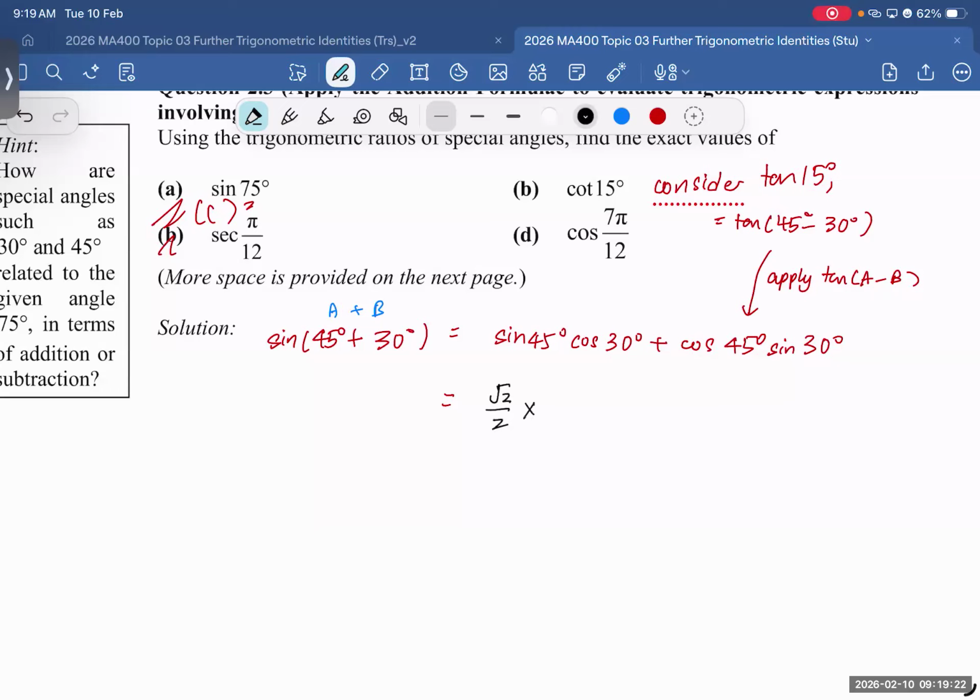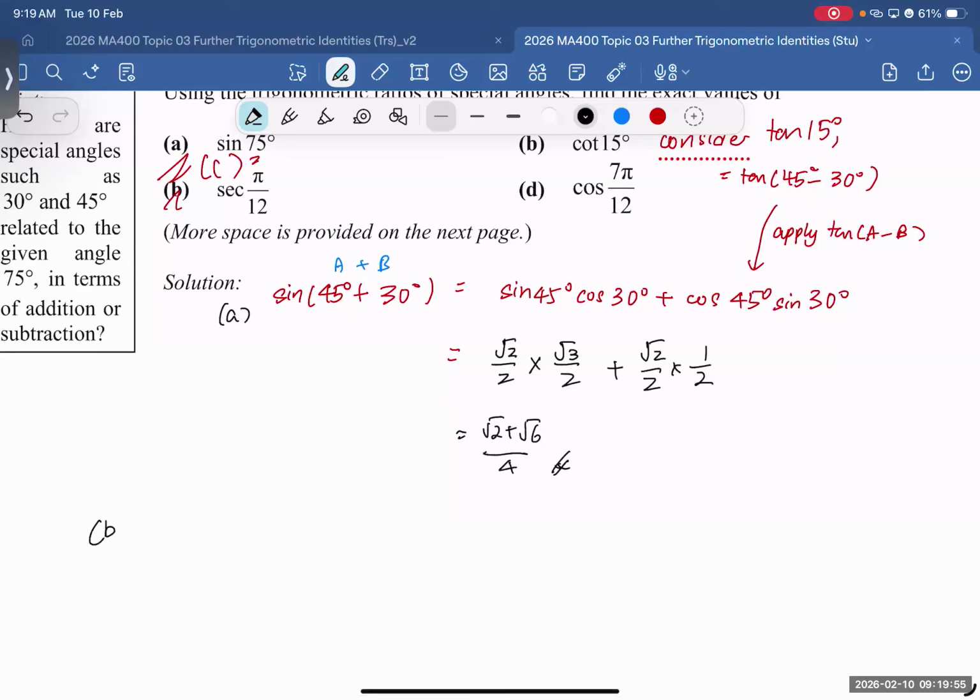What is cosine 30? Square root 3 over 2. What's cosine 45? Square root 2 over 2. What is sine 30? Half. And that gives you square root 2 plus square root 6 over 4. This is for part A.